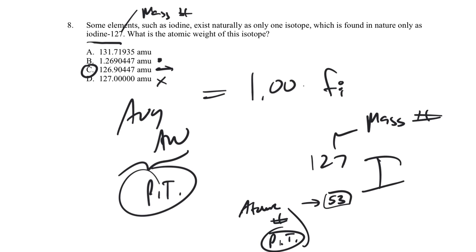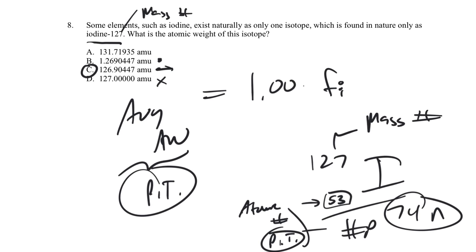So the atomic number is the number of protons. And so iodine would have 53 protons, and then the difference would be 74 neutrons. Okay, so if we know an isotopic mass, we can probably predict the mass number, from which we could calculate the neutrons versus protons if we knew what the element was.